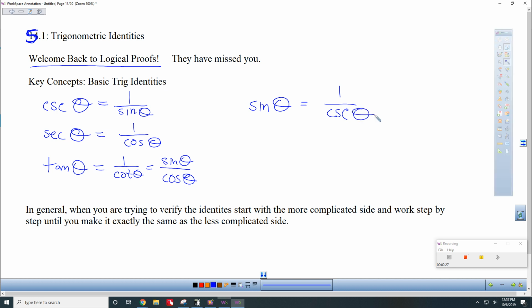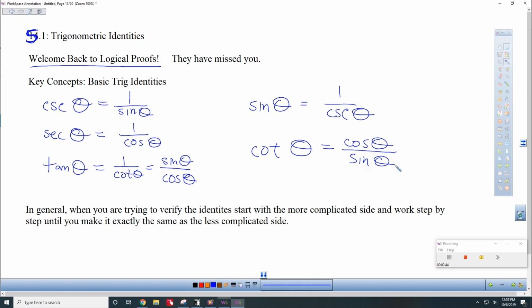Okay. So you also know that cosine of theta is 1 over secant, and cotangent of theta is 1 over tangent. We should probably include that. The cotangent of theta is the cosine of theta divided by the sine of theta.